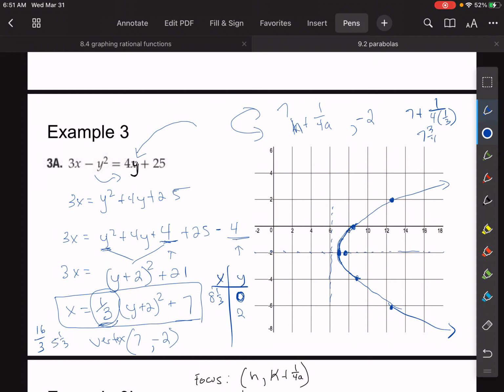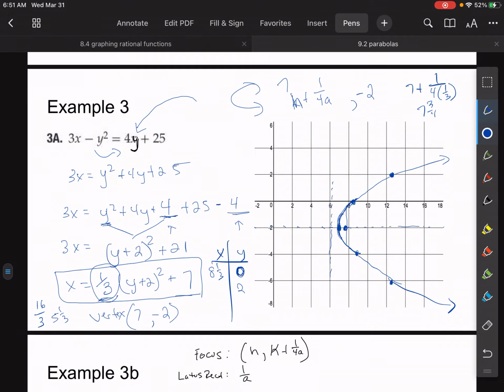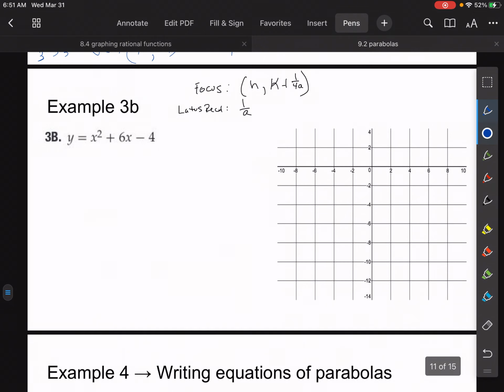All right, so for now, just be comfortable with that. There'd be a latus rectum through here and some other things that we need to identify eventually, but for now, just plug values in for example 3. Now, example 3b, for this one we're going to do the exact same thing. I encourage you to pause the video here and try this one out on your own. Complete the square here.